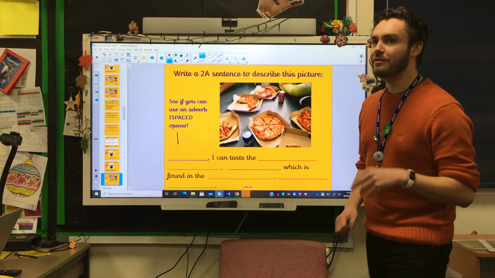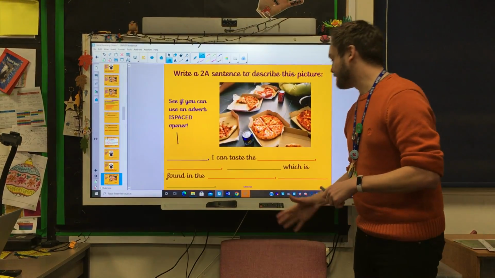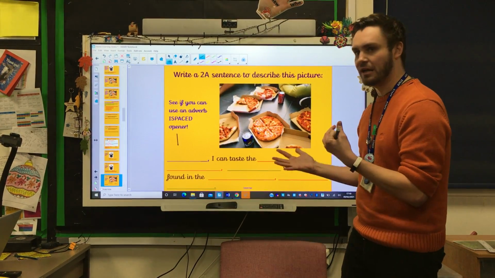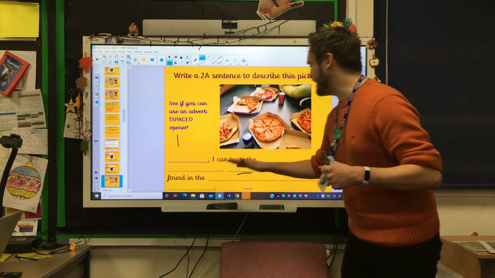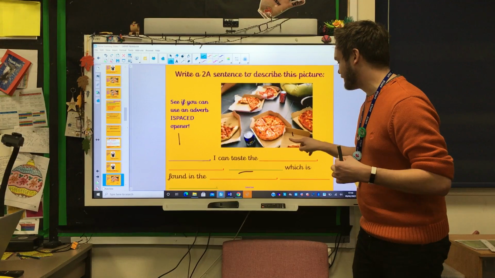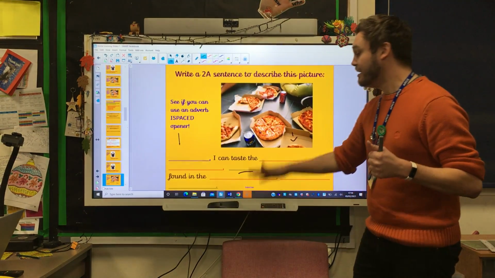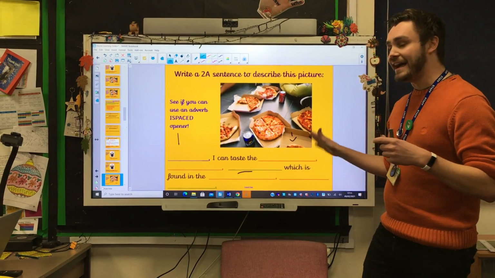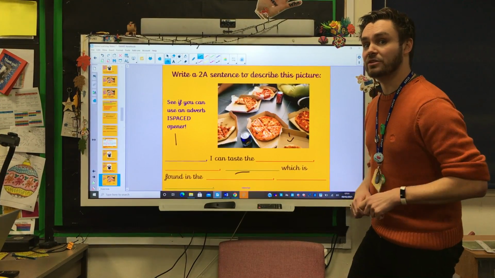Welcome back. So the same picture of pizza we had earlier on. I can taste... well, what are you going to taste right now? What noun are you going to be tasting in this picture? Think about that, and then you can fill that in the green section here. And then it's found in the what? Well, what is that thing that you're going to be potentially eating or tasting? What is it found in? Hopefully, you can identify the two nouns in green right now, and then you can use some adjectives in the red here to describe them. So pause that video and come back to me shortly.